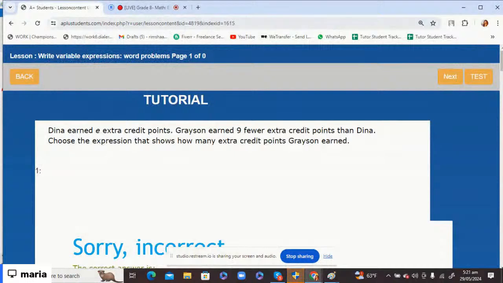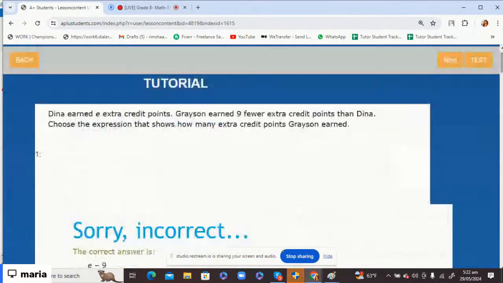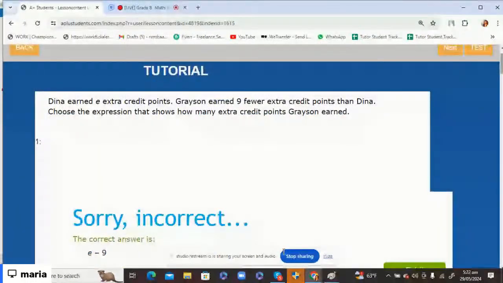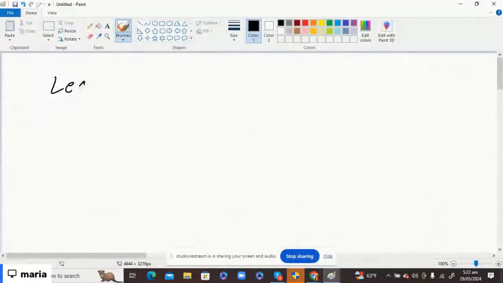So look at here a question. Dina earned E extra credit points. Grayson earned 9 fewer extra credit points than Dina. 9 fewer than. Okay? Choose the expression that shows how many extra credit points Grayson earned. Basically, Grayson earned 9 fewer extra credits. What is the meaning of fewer? That means less.